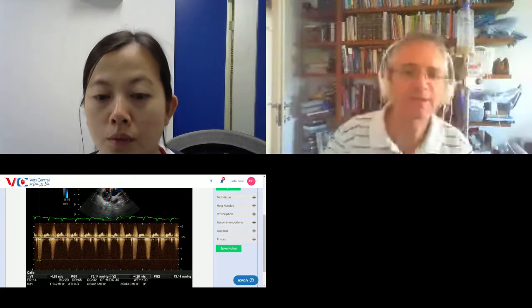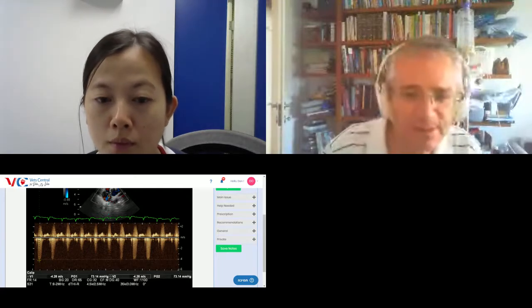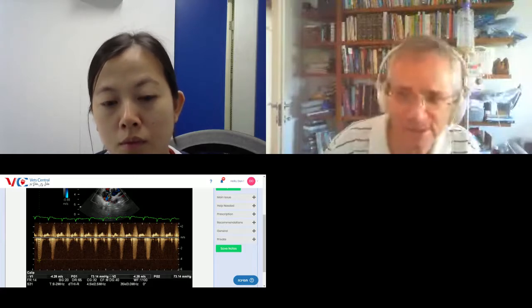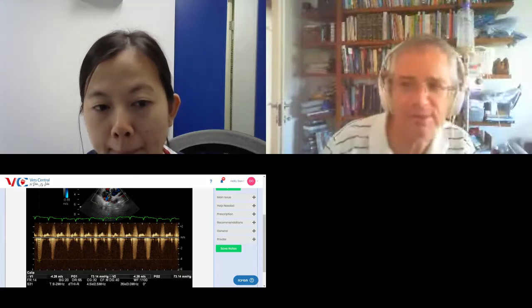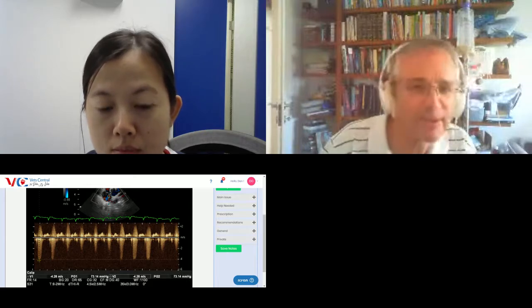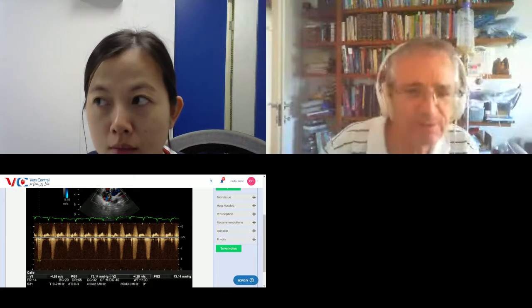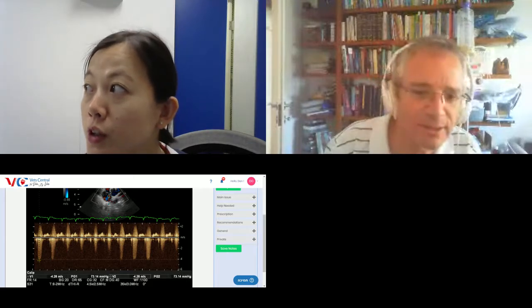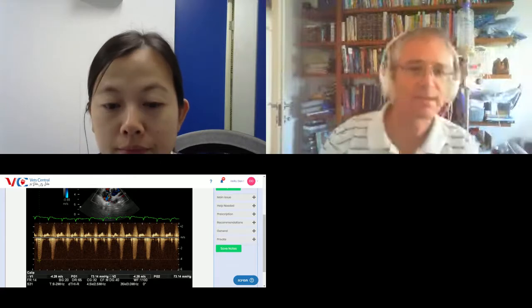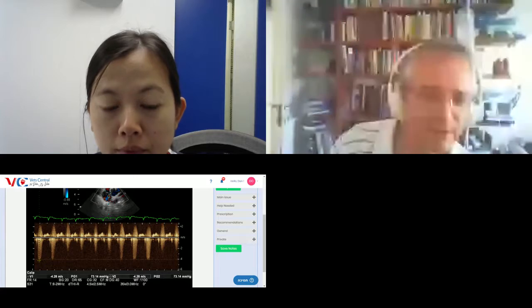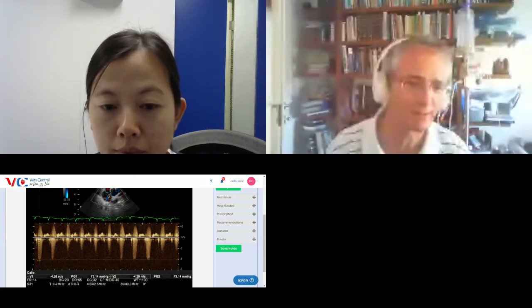There is a modified equation by which you take this number, 4 meters per second, you multiply it by itself, and then you multiply it again by 4, and that gives you the systolic pressure gradient between the right ventricle and the right atrium. And this number, in fact, is already depicted on the image, and you see it right there. So that number is 73.14 millimeters of mercury. That's what the system has calculated for us.